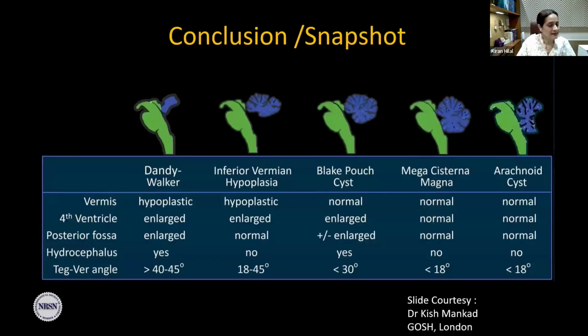So at the end, this is one of my favorite slides. My residents know this, my fellow knows this. It is always on my reporting desktop. I always use this checklist, and I'm very grateful to my friend Kshitij Mankad, who works at Great Ormond Street Hospital. He shared this slide with me. I use this checklist: look at the vermis, the fourth ventricle, posterior fossa size, hydrocephalus, tegmentovermian angle. These are the criteria that always help me make my report more precise, more correct, and easier to understand for my neurology and neurosurgeon colleagues.